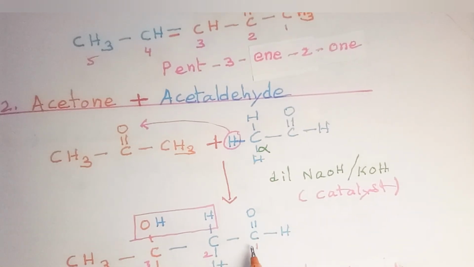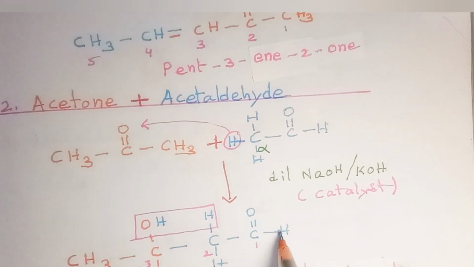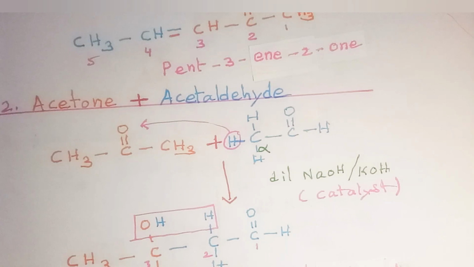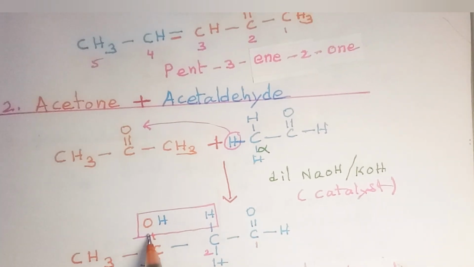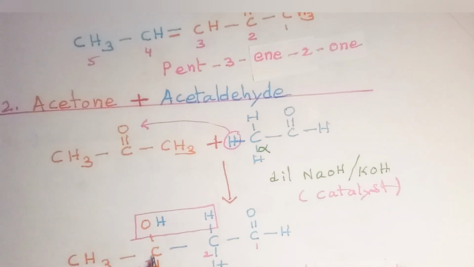So we get an aldol product. It has 4 carbon atoms. The long chain we should count: 1, 2, 3, 4. This downward is the methyl group, present on the 3rd carbon atom. So this long chain has 4 carbon atoms, so it is a butanal, because this is the CHO. Butanal, 3 hydroxy, because the hydroxy group is present on the 3rd carbon atom, and the methyl group is also present on the 3rd carbon atom. So it is 3 hydroxy, 3 methyl butanal.